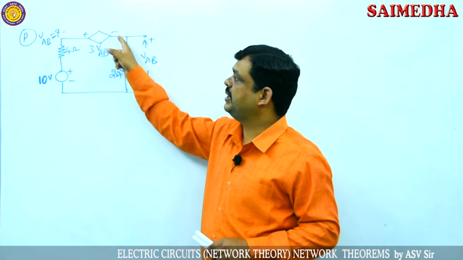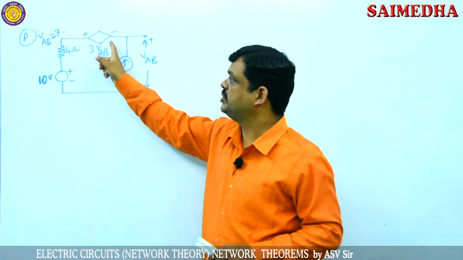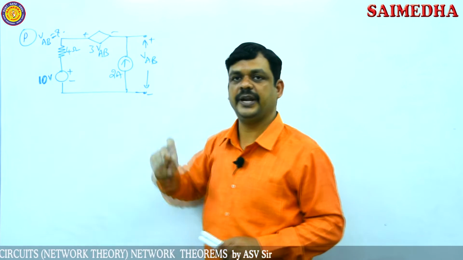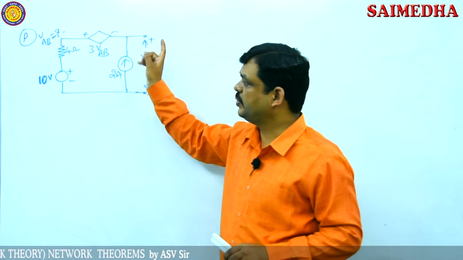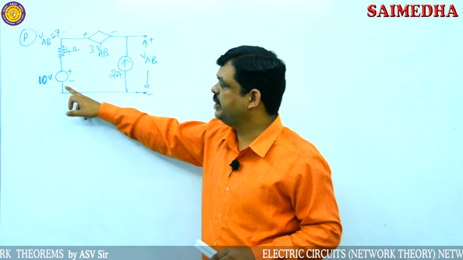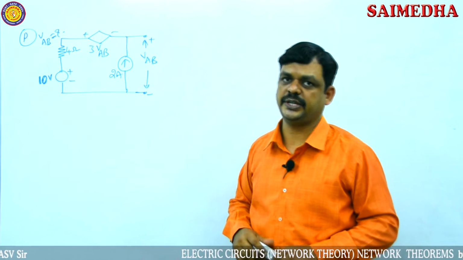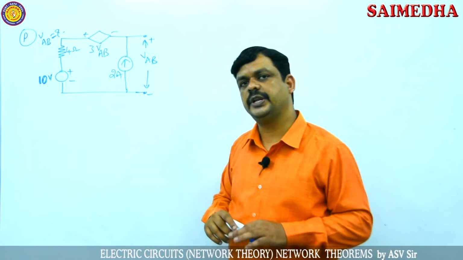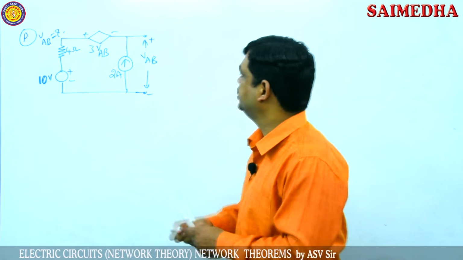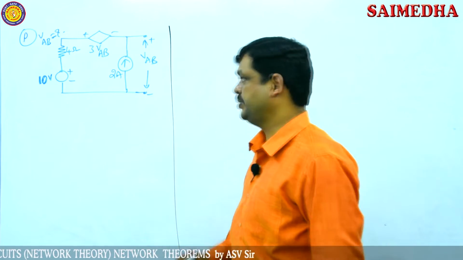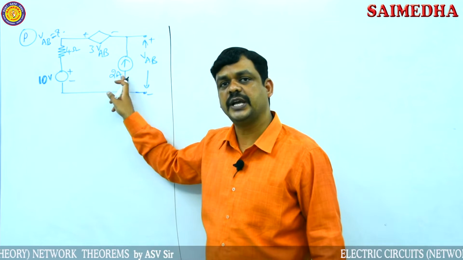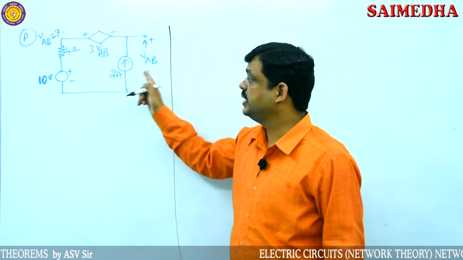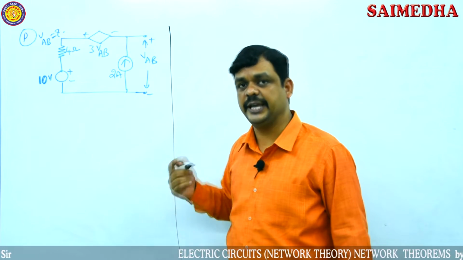Here one rhombus symbol is there, so this acts as one dependent source, voltage dependent. There is a voltage dependent source, one independent voltage source, and another independent current source. According to the superposition theorem, at a time only one source is activated. So initially I am applying the voltage source. The voltage source is activated, and the current source acts as an open circuit because the internal resistance of the current source is infinity.